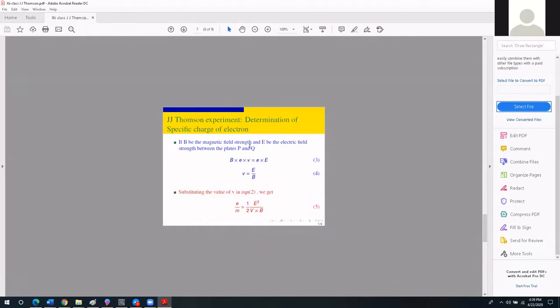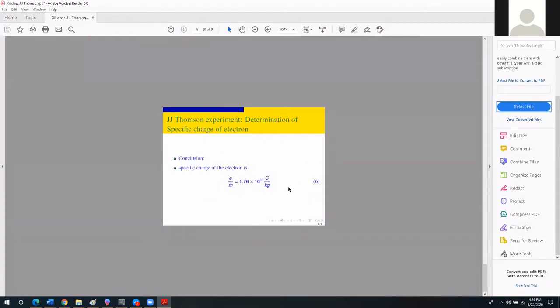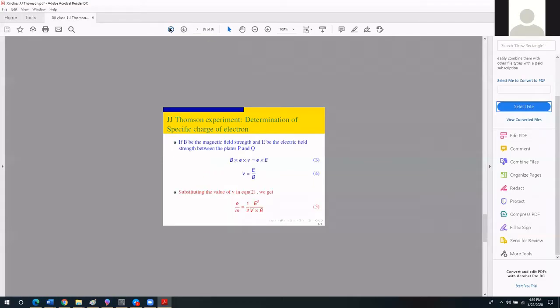Now we will get to the conclusion. The conclusion is the specific charge of the electron is 1.76 into 10 to the power 11 coulomb per kg, and this is in three significant figures. In two significant figures, this value is only 1.8 into 10 to the power 11 coulomb per kg. Okay. In this way, this question is over, and then let me briefly explain this one again, and then I'll go to the next question.